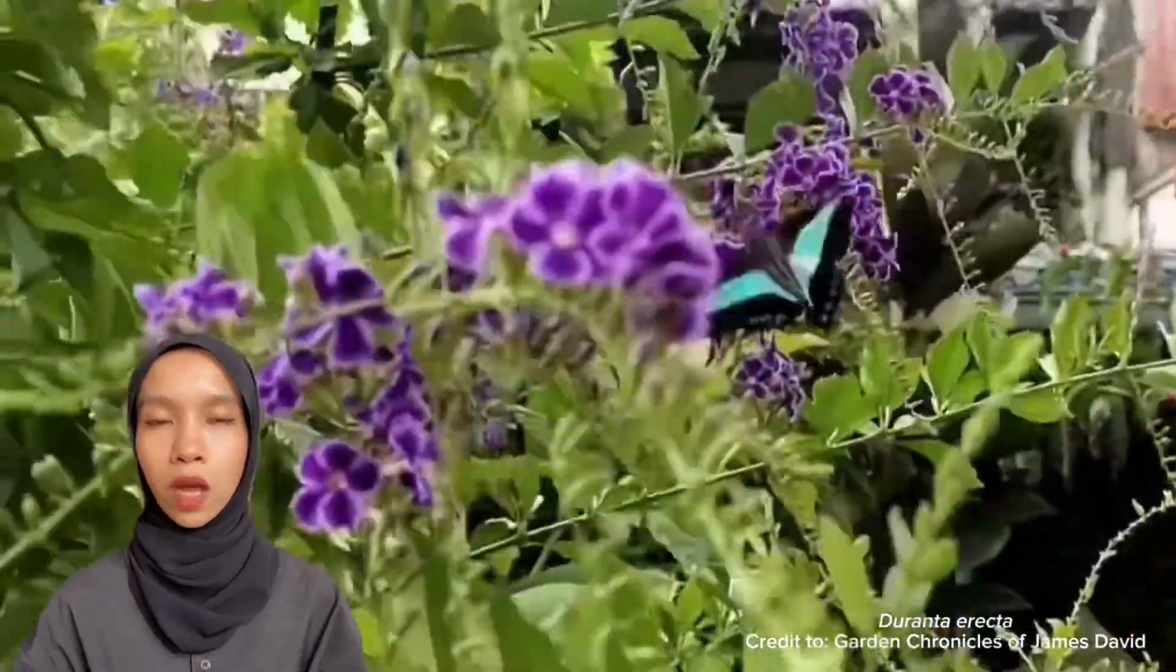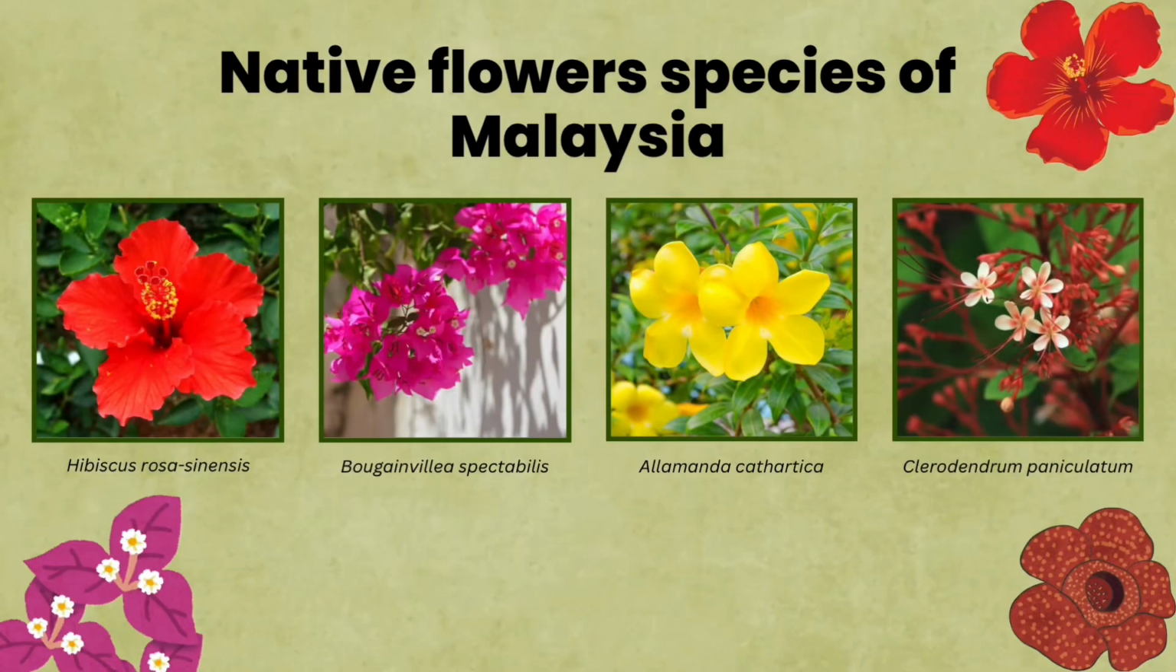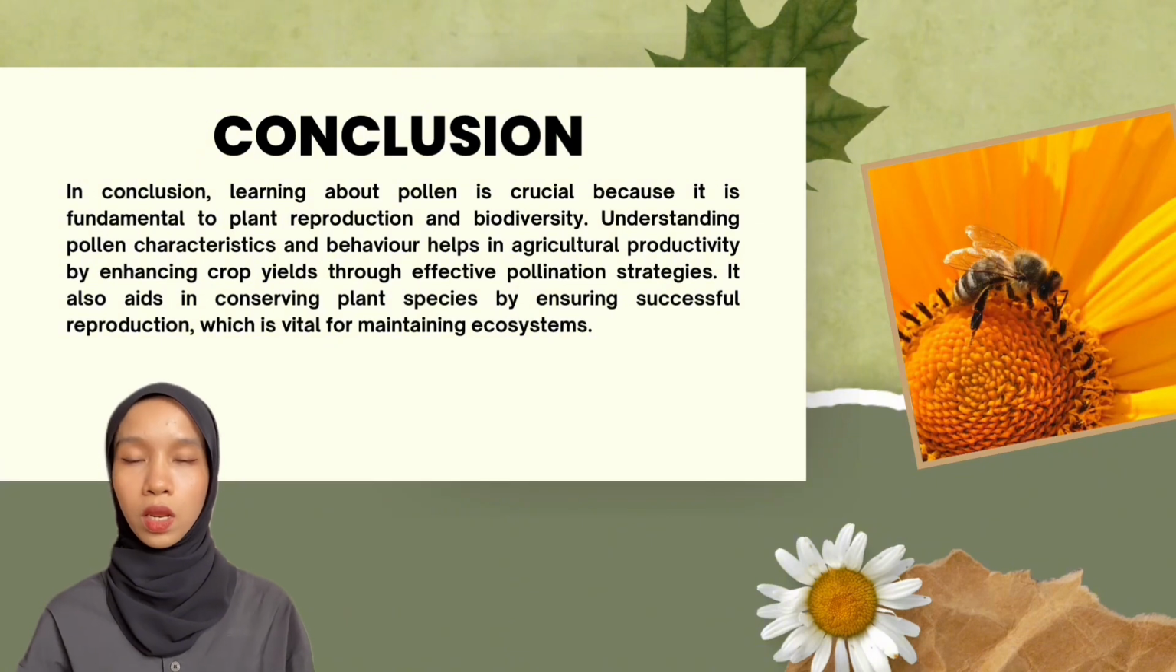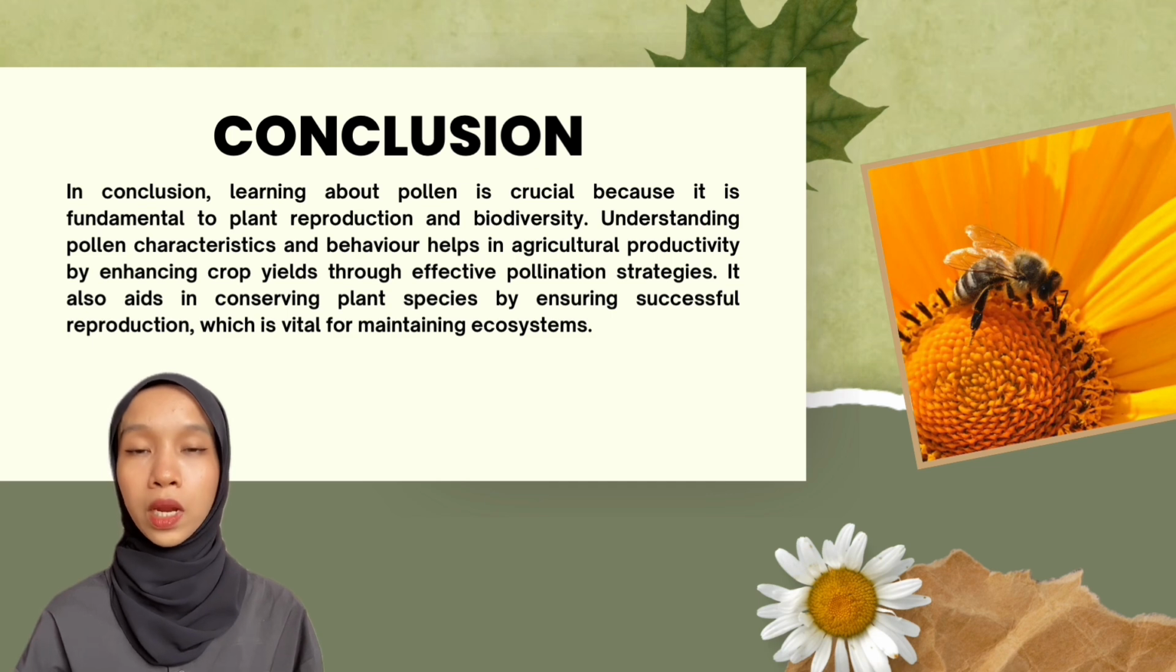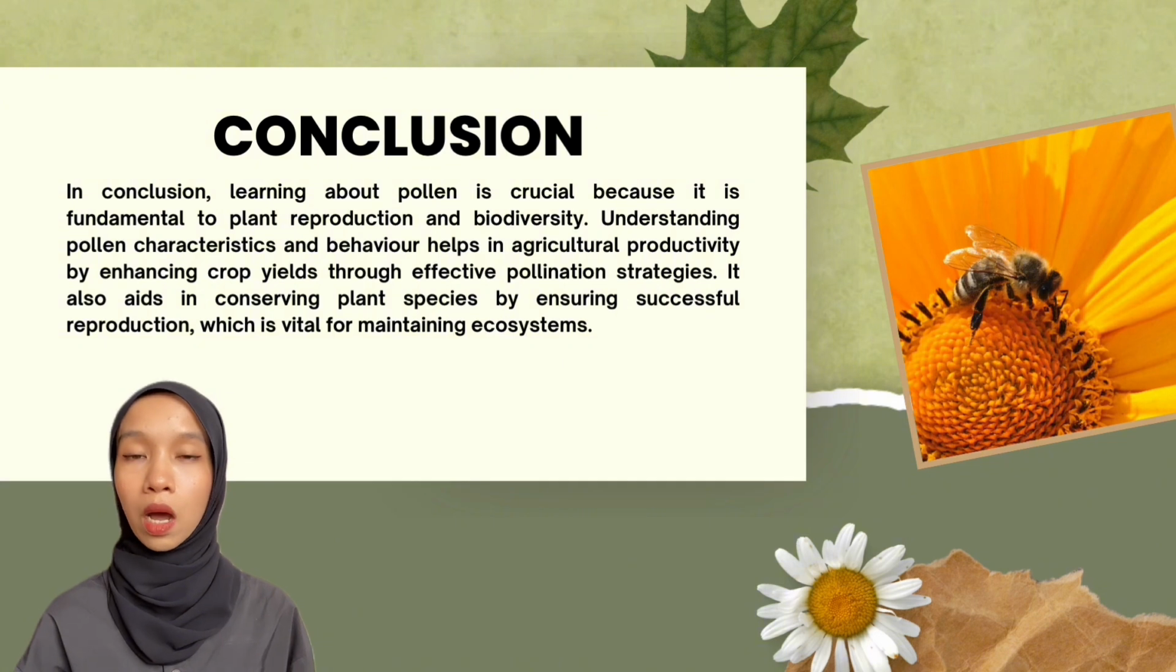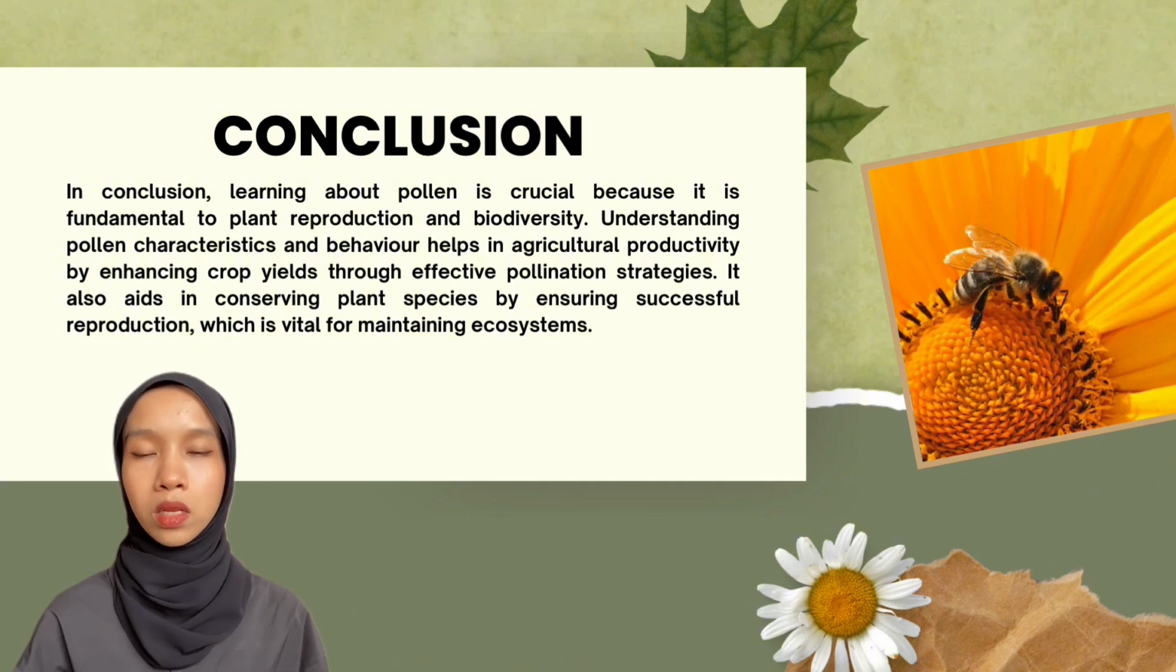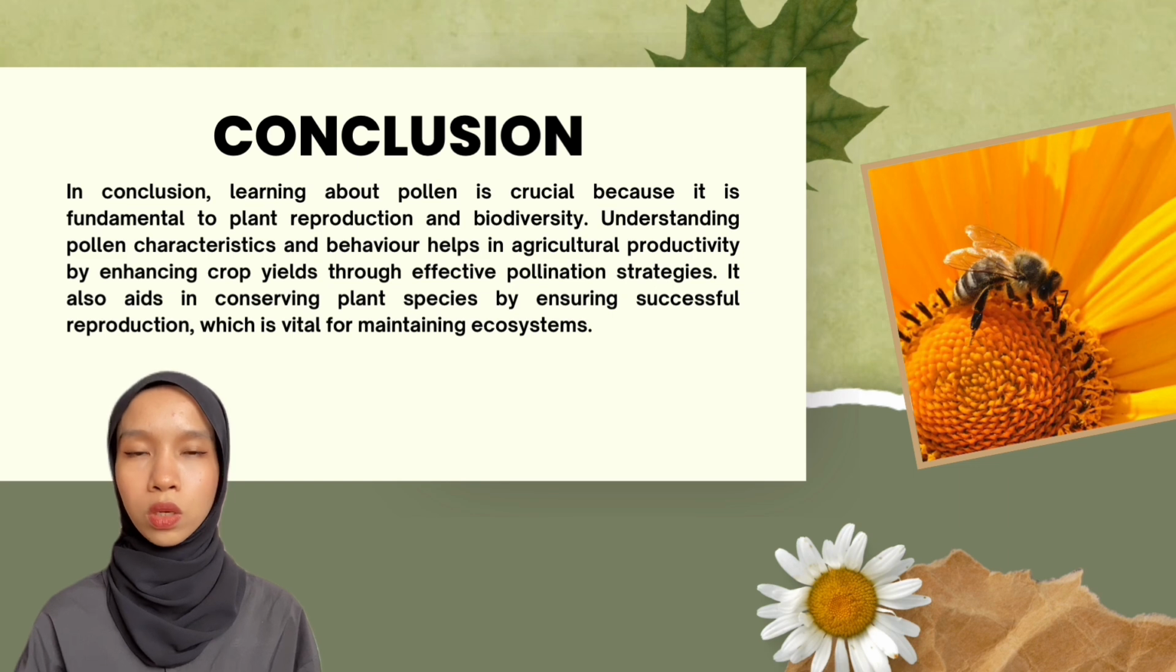To reduce the threat of non-native species, we need to restore native habitats by replanting native species and removing invasive ones. Enhancing habitat quality can help native species recover and thrive. In conclusion, learning about pollen is crucial because it is fundamental to plant reproduction and biodiversity. Understanding pollen characteristics and behavior helps in agricultural productivity by enhancing crop yields through effective pollination strategies. It also aids in conserving plant species by ensuring successful reproduction, which is vital for maintaining ecosystems.